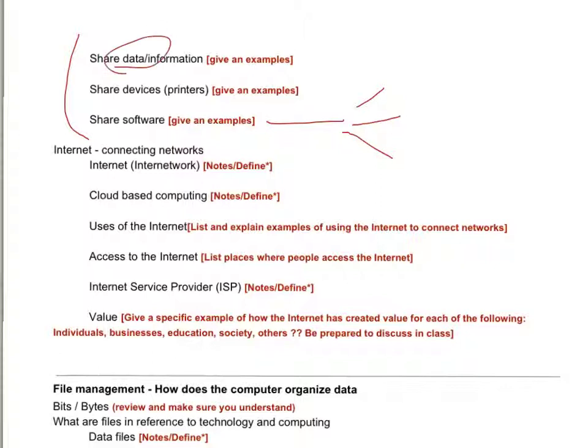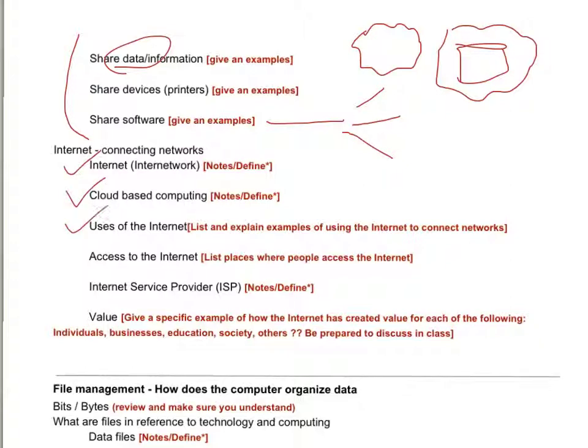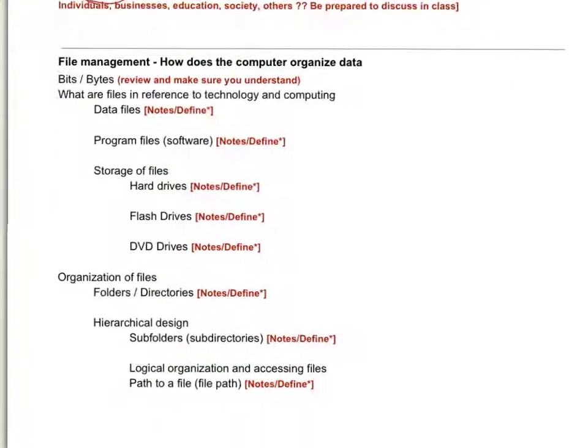The same thing with the data. It could be stored on a hard drive in your computer, it could be stored out in the cloud, it could be on a hard drive, stored in the cloud on the server at your particular business or college or whatever. So we introduced the internet, cloud computing, uses of the internet, how we access it using our service provider, and so forth. And then the value. We'll talk more about that later on. So that leads us up to file management.